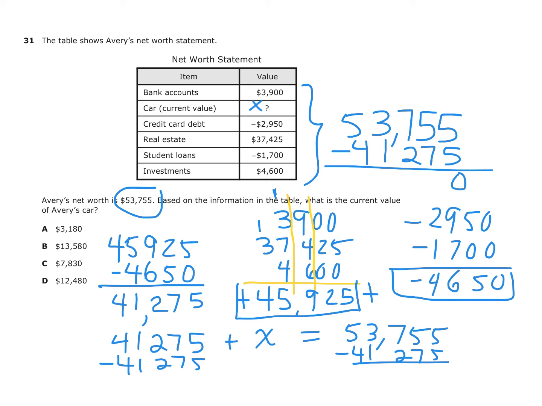So this would be 0. 5 minus 5 is 0. 15 minus 7, that's 8. And 6 minus 2, since we borrowed, that becomes a 4. And 3 minus 1 is a 2. And then 5 minus 4 is 1.